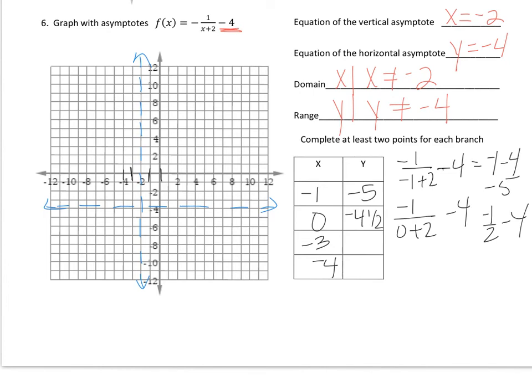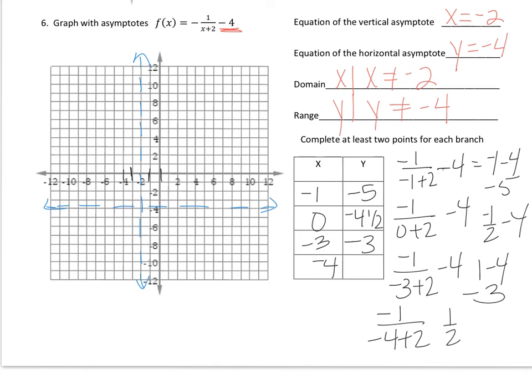And plug in a negative 3. Negative 1 over negative 3 plus 2 minus 4. That's negative 1 over negative 1, which is positive 1 minus 4, which is negative 3. And negative 1 over negative 4 plus 2, which is 1/2 minus 4. It's negative 3.5.